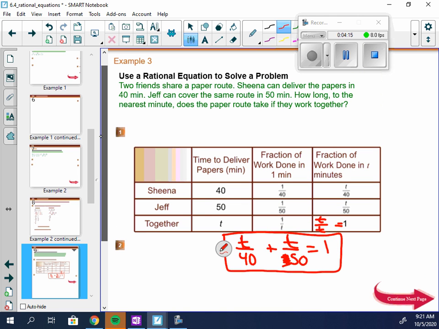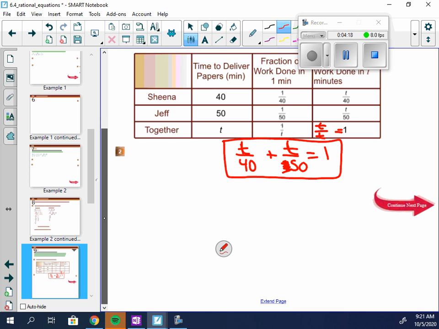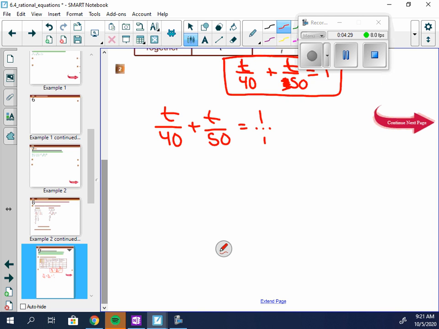It says, how long to the nearest minute does the paper route take if they work together? Okay, so we have T over 40 plus T over 50 equals 1. And now I always pretend that every whole number is a fraction, just so I can see if there's a denominator to get rid of, or how to multiply the other pieces on. I can times this by 40. If I times everything by 40, I'm allowed to do this. I don't have to get common denominators because I already have my equal sign. The 40 cancels off. What's the other number I have to cancel? 50. So I'm going to times everything by 50 as well. And the 50 cancels on that one.